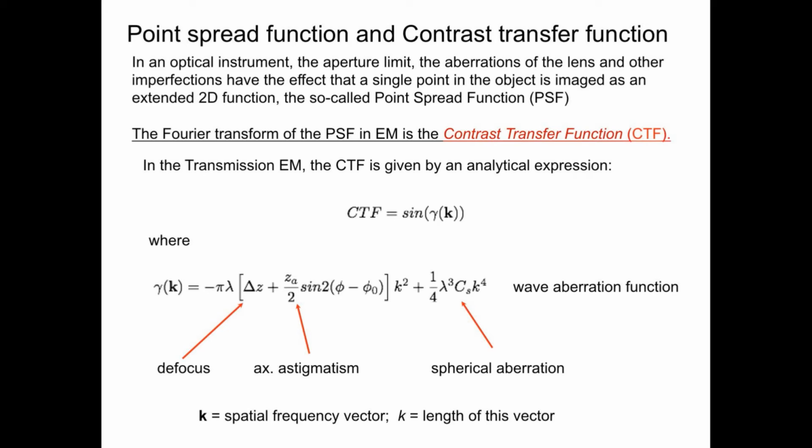Here's lambda, the wavelength, defocus, and axial astigmatism, which is a defocus term that adds and subtracts depending on the azimuthal orientation. And this combined term enters with k to the square. And then the other term contains spherical aberration and goes into it with the fourth power. And Cs is the spherical aberration constant.